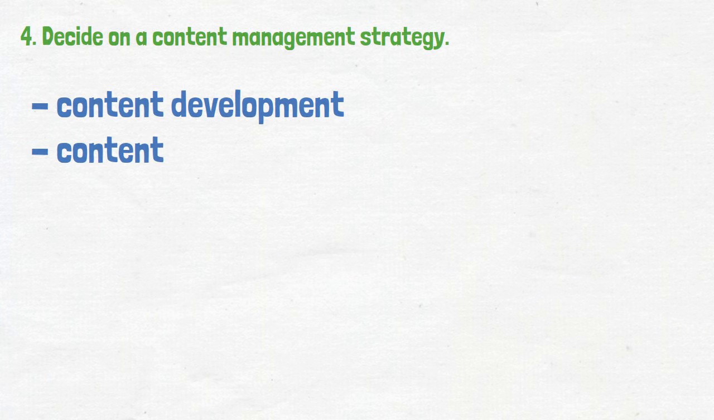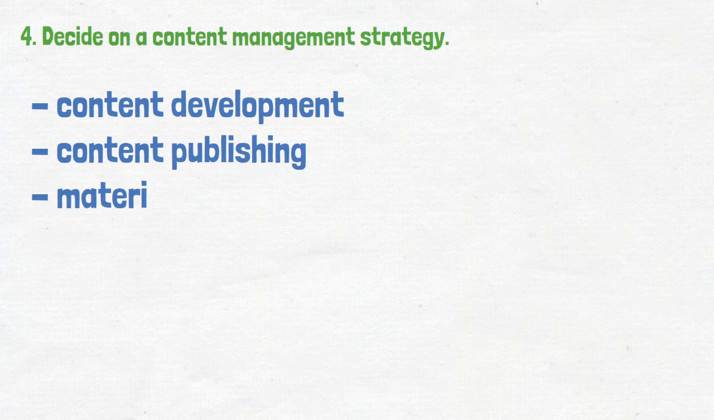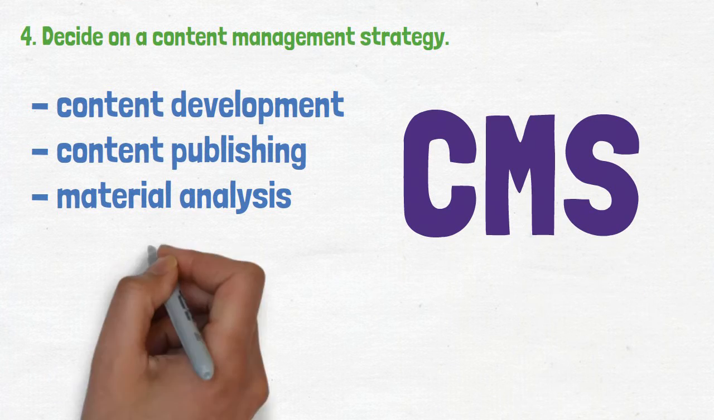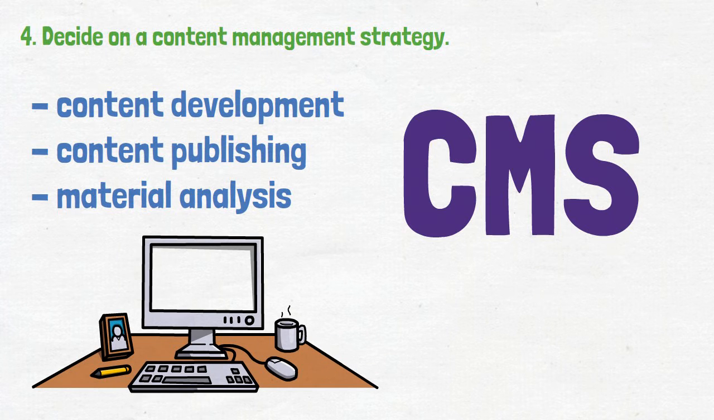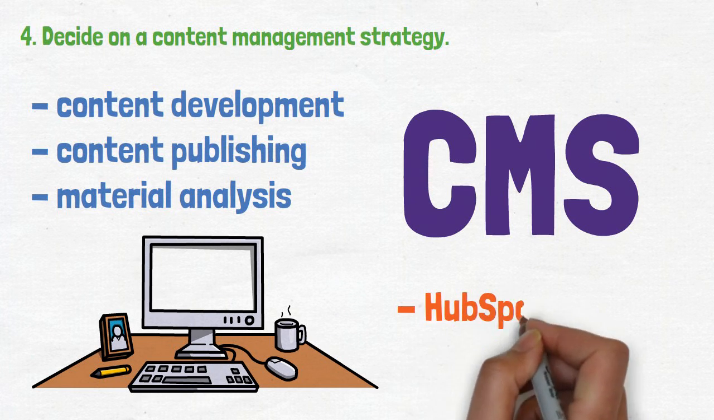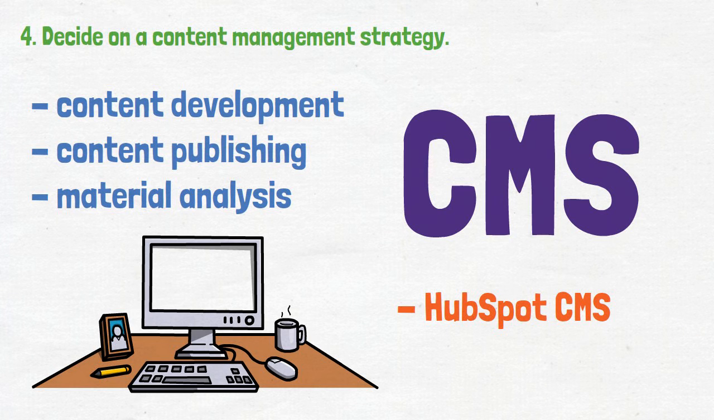Number 4, decide on a content management strategy. A few important parts of content management consist of content development, content publishing, and material analysis. You need to invest in a CMS to develop, take care of, and monitor your material in a simple and sustainable way. With the HubSpot CMS, you can organize, generate, publish, and gauge your final results all in one spot. An additional well-known CMS is WordPress.